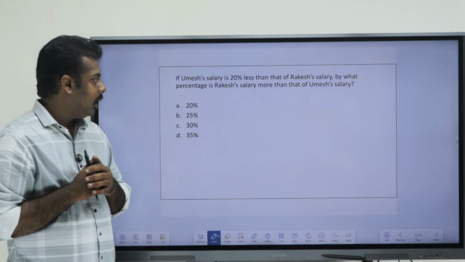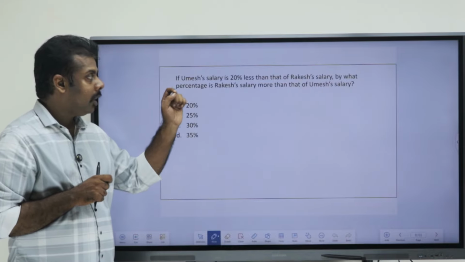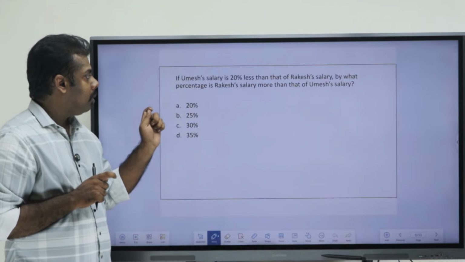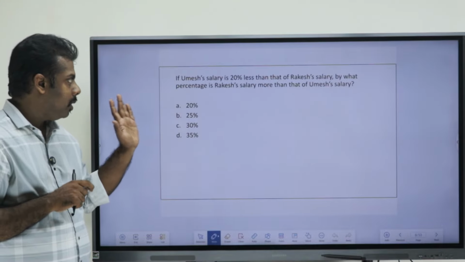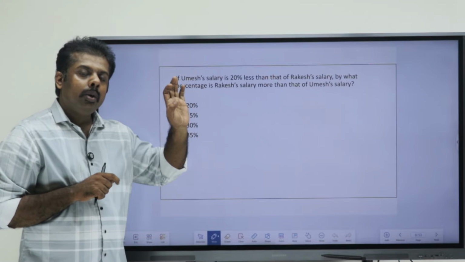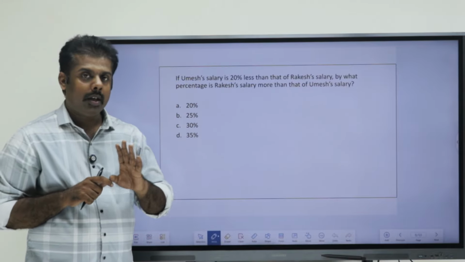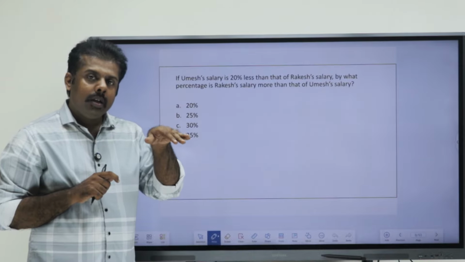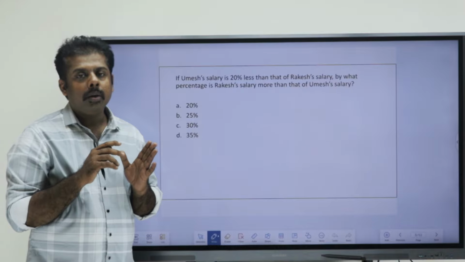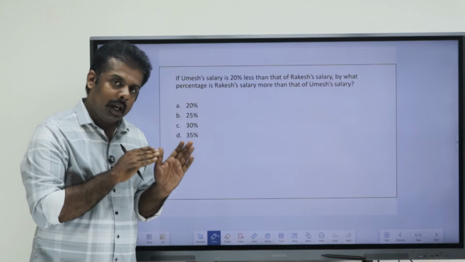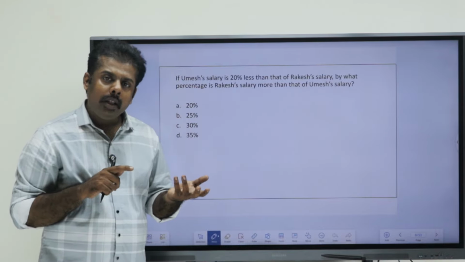So this question, if you read it first, what have they asked? If Umesh's salary is 20% less than that of Rakesh's salary, by what percentage is Rakesh's salary more than Umesh's salary? First statement, as we just discussed, they have told that Umesh's salary is 20% less than whom? Less than Rakesh's salary. So whatever Rakesh's salary is, 20% less will be Umesh's salary. In percentage, as we know, if they haven't given a value, you can just assume any value.